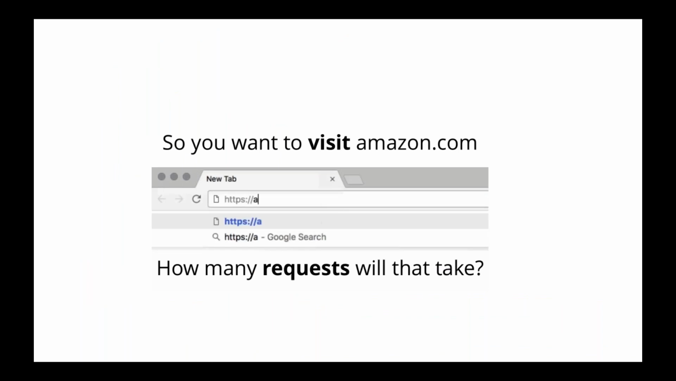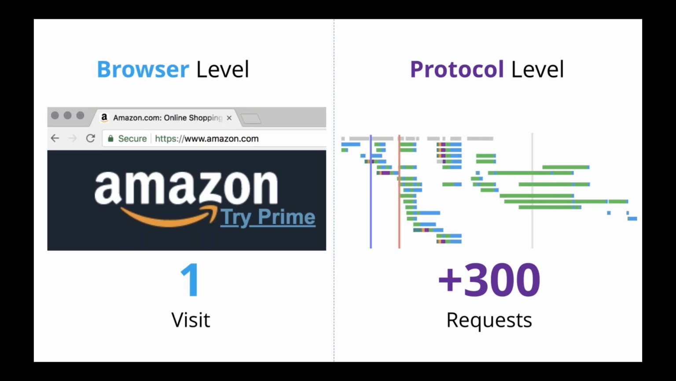Okay, so let's break this down. In 2018, say you wanted to simulate a visit to the Amazon store, you could ask, well, how many requests would that make at the protocol level? You might think it might be 10. Is it 20? Is it 50? Is it 100? Is it more than 200? The reality is in 2018, that single visit in the browser makes over 300 HTTP requests.